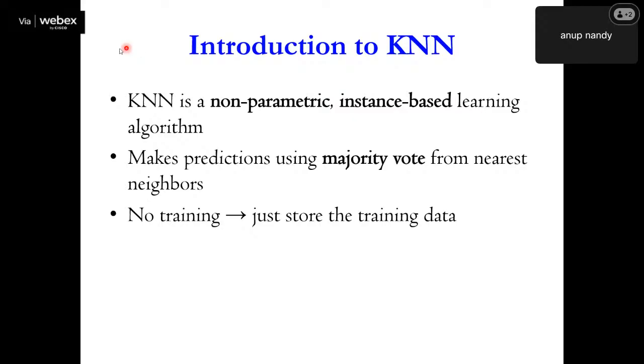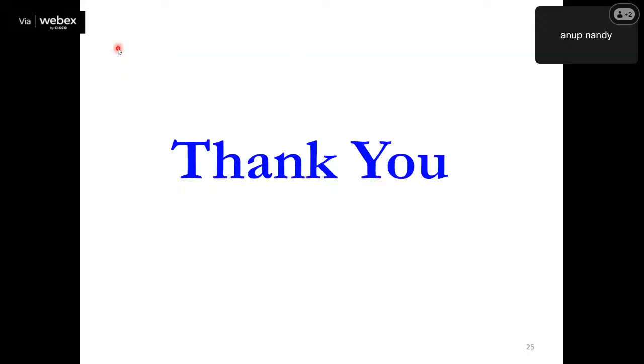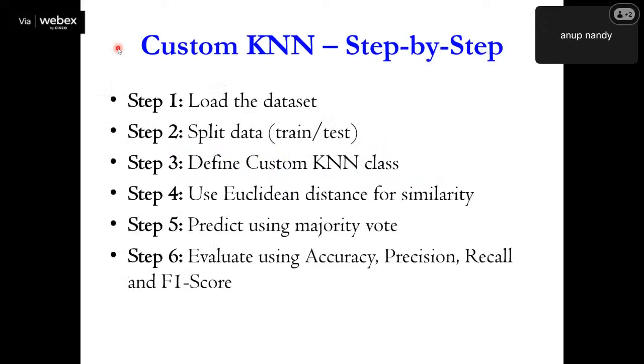KNN is a non-parametric, instance-based learning method, and it makes predictions using the majority vote. I already explained. There is no training, it just stores the training data. These are the very simple steps that I have written: load the dataset first, split the data into train and test, define a custom KNN class, use Euclidean distance for similarity, then predict using the majority vote, and evaluate using accuracy, precision, recall, and F1 score. So that's it. If you have any questions, you can ask me.